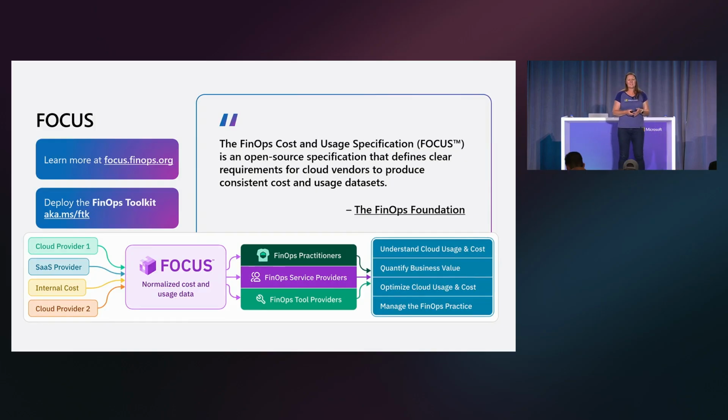In addition to that, the foundation has worked on something called Focus, which is the FinOps cost and usage specification. I don't know if anybody in here has ever tried to compare an AWS bill to an Azure bill or a GCP bill. I can tell by the giggles that a few of you have got flashbacks about having to do that. Focus is the foundation's answer towards normalizing what the cloud vendors call things, so that when you compare bills from one vendor to another, it's a little bit easier.